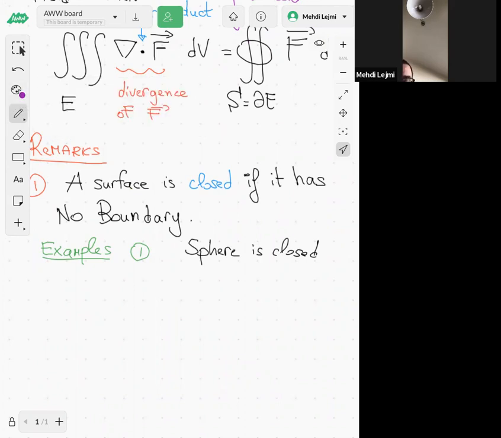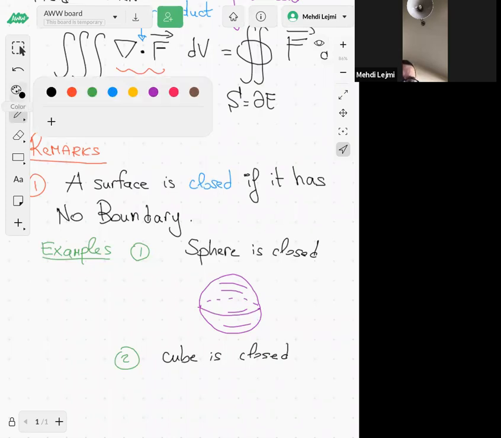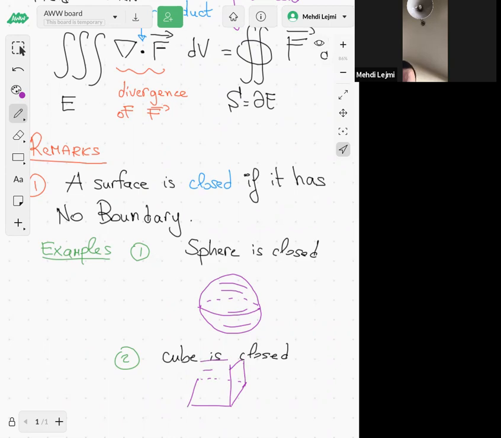So if you take the sphere, right? The sphere has no boundary. Another example would be the cube. If you take a cube, the cube is also closed. Let me draw the cube for you. So it has no boundary, right?